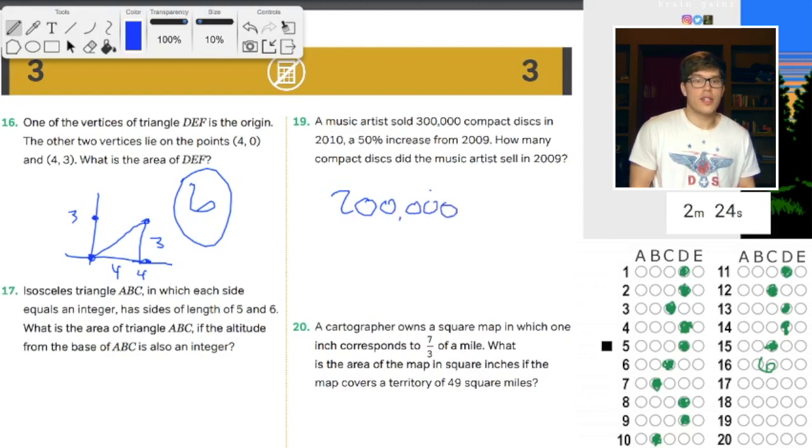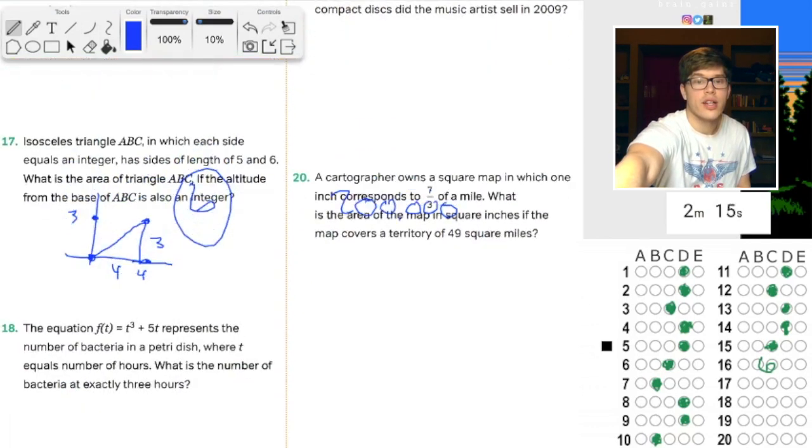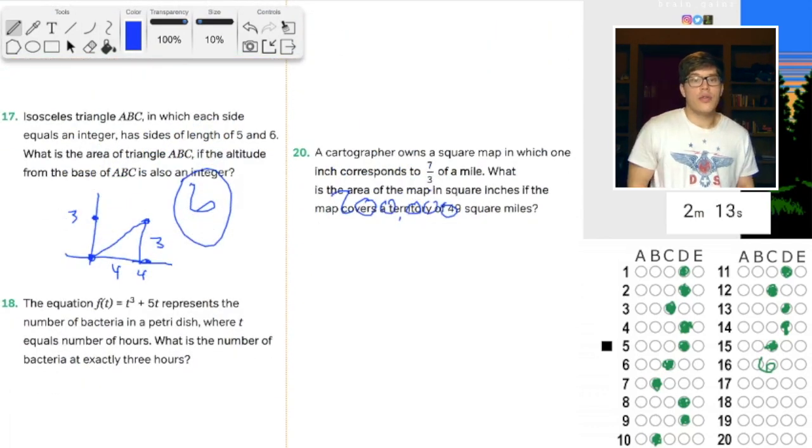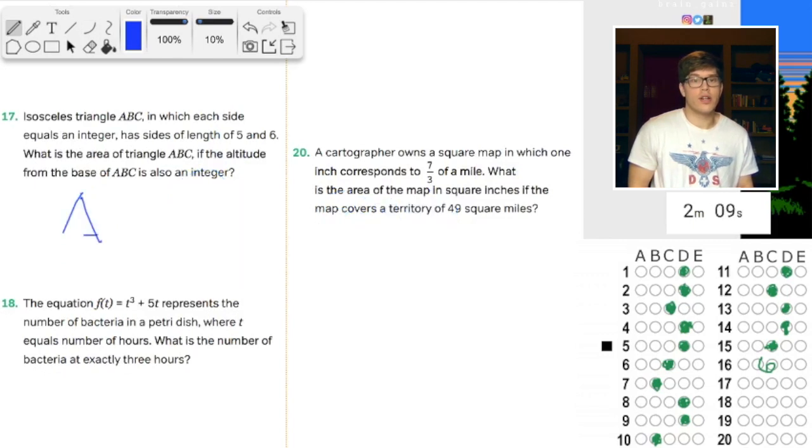Okay, 17. Isosceles triangle ABC in which each side equals an integer has side lengths of 5 and 6. What is the area if the altitude is also an integer? Okay, so we have an isosceles triangle.